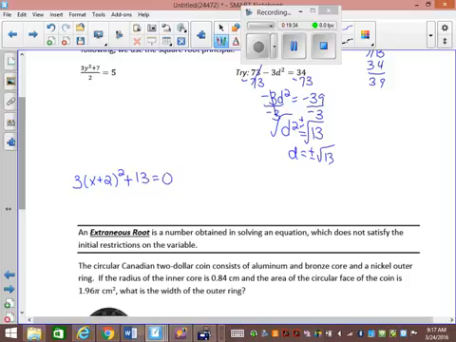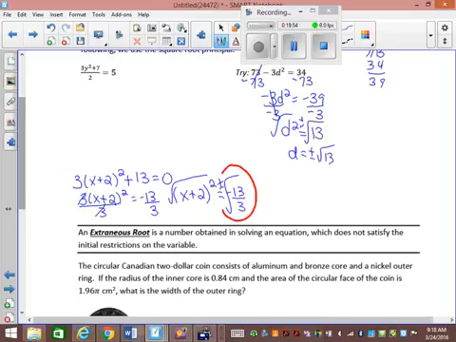I'm going to subtract the 13 over, so I get 3x plus 2 squared equals negative 13. I'm going to divide by 3, following all my rules, and then I have x plus 2 squared equals negative 13 over 3. And then I square root. And when I square root, I take the plus or minus. You cannot square root a negative number. Put it in your calculator, it'll error you. Go square root of -4. It errors.